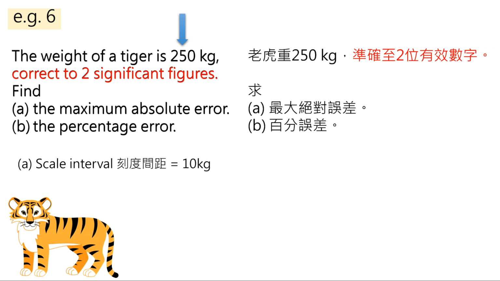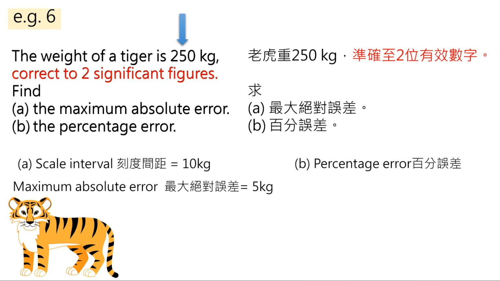So that's kind of a trick that we need to do when we're looking for the scale interval when we're only given the significant figure. Dividing it by 2, we get 5 kilograms as the maximum absolute error. Percentage error is just the relative error times 100%, and the relative error is the maximum absolute error 5 divided by the measured value 250 times 100%. Using the calculator, you can find that the percentage error is just 2%.